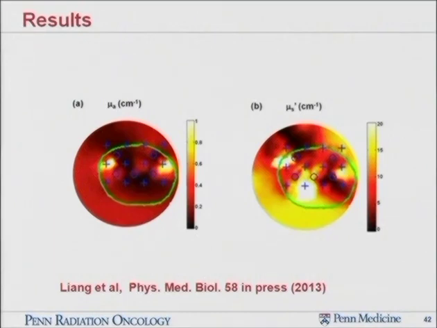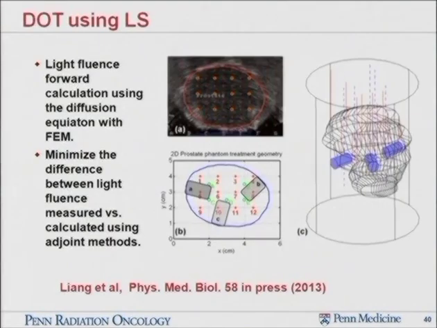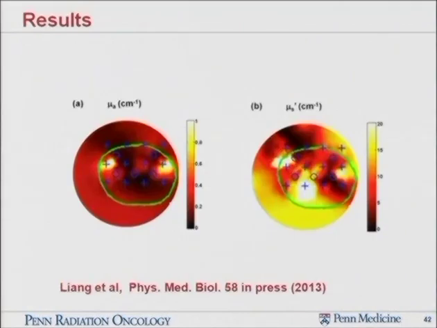Again, you can see the heterogeneity introduced into this prostate. This is the boundary of the prostate that we are doing measurement with. There is slight crosstalk between the two. Some of these are actually not real. I didn't show you what they should be, but we know what mu A and mu S prime should be.